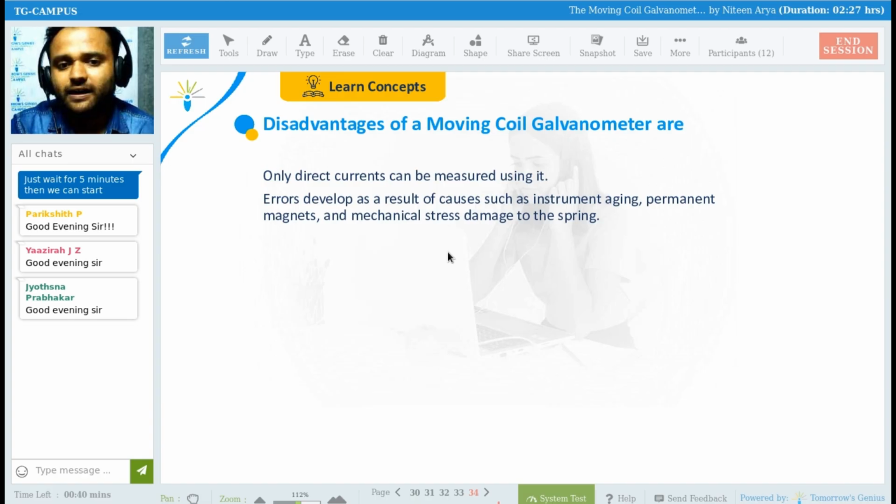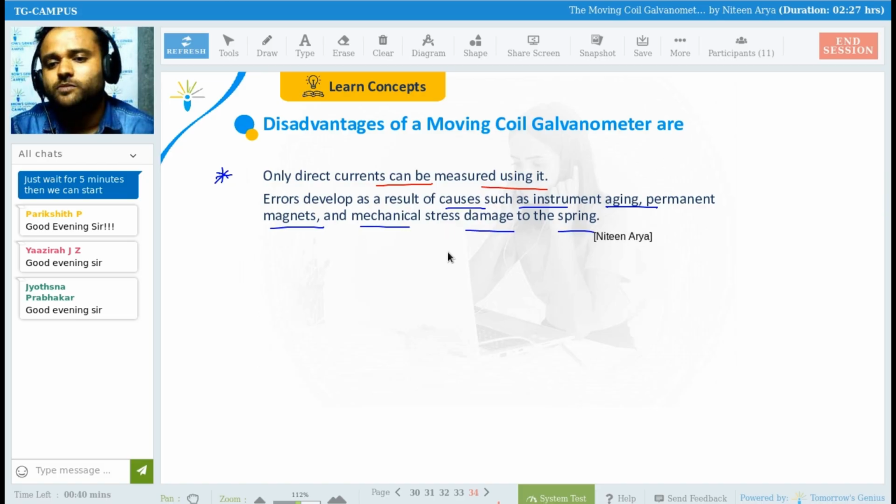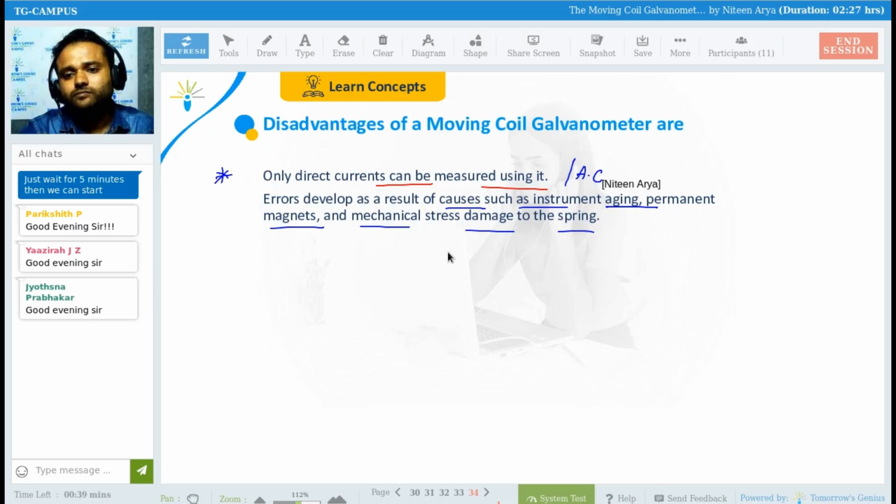Disadvantages of a moving coil galvanometer: only direct currents can be measured using it. You cannot find the AC one. This is one of the main disadvantages. Other causes are instrument aging, permanent magnets and mechanical stress damage to the spring. Due to the damaging of the spring after using the instrument again and again, we cannot find the accurate, precise value, and we cannot measure AC current.